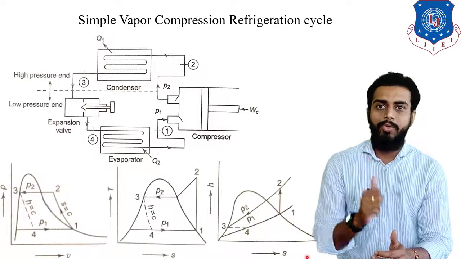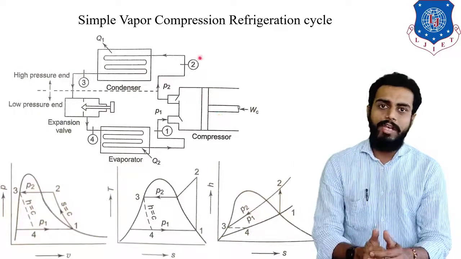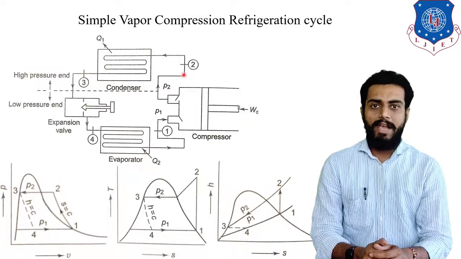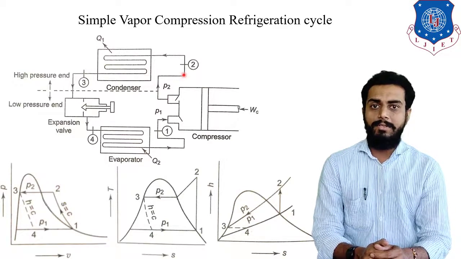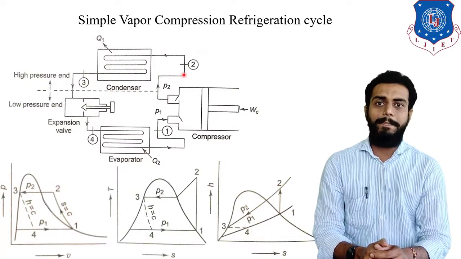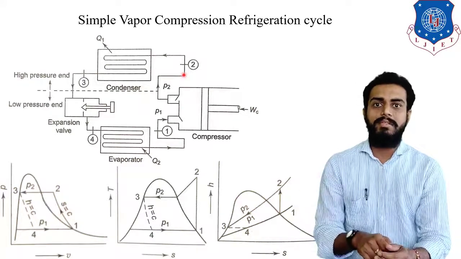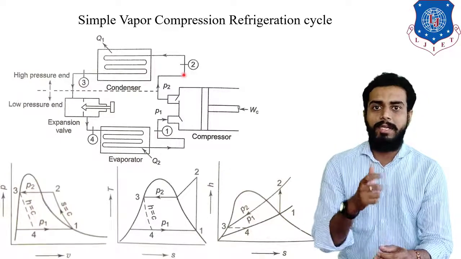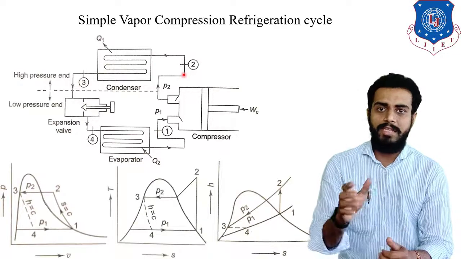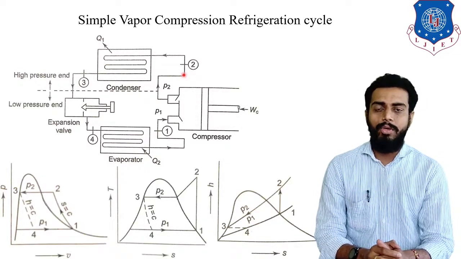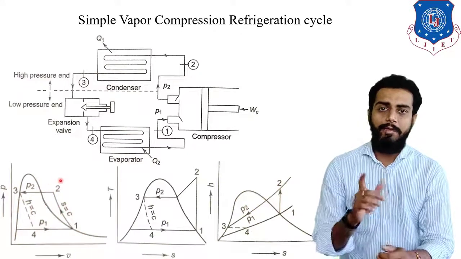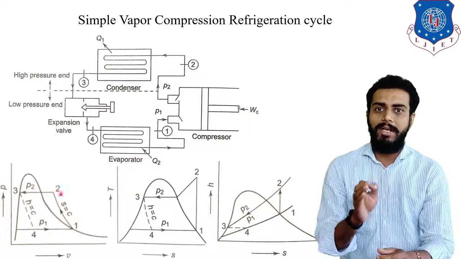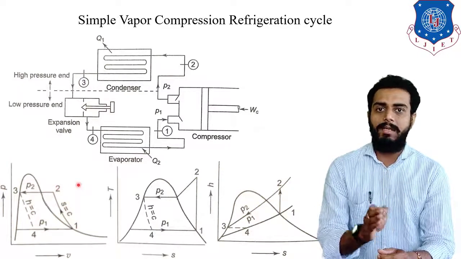At point number 2, at the outlet of the compressor, you will have high pressure, high temperature, superheated vapor. Sir, why is it superheated? Because at the inlet it is already dry saturated. Now if you increase the pressure, the temperature will also increase, and after the dry saturated state, if you increase the temperature of the vapor, it will become superheated vapor. As you can see in the PV diagram, point number 2 is in the superheated region. Now if you observe, 1 to 2 is an ideal process, that is a reversible adiabatic or isentropic compression process.